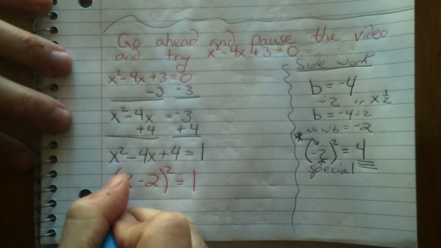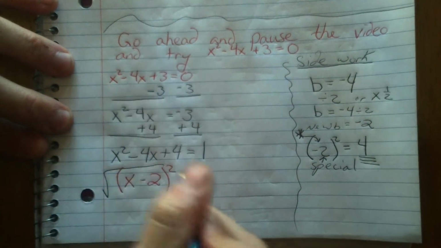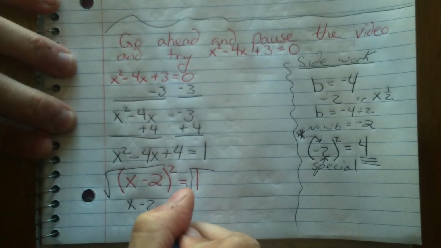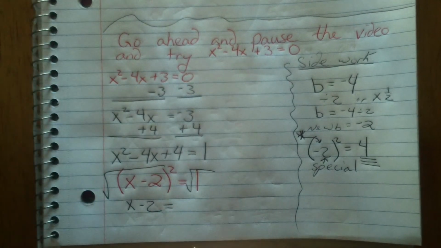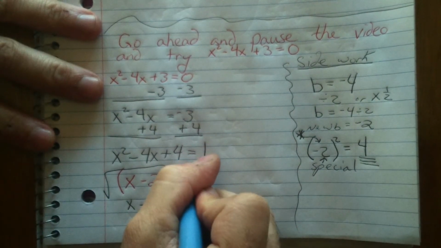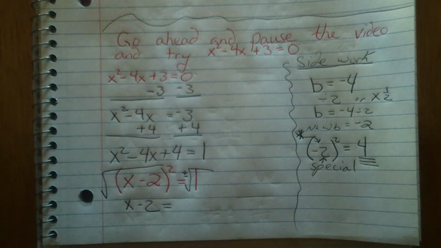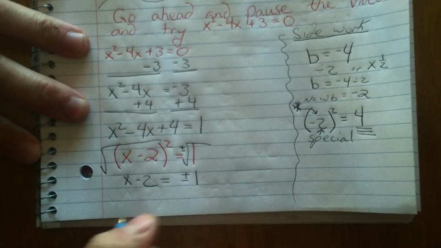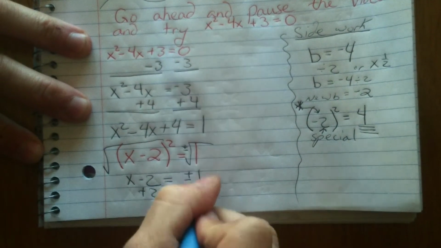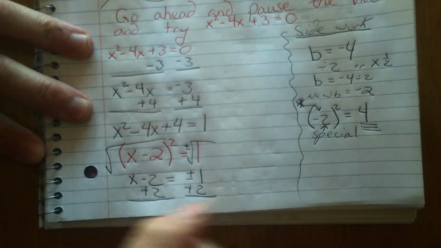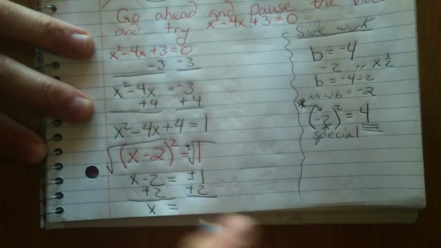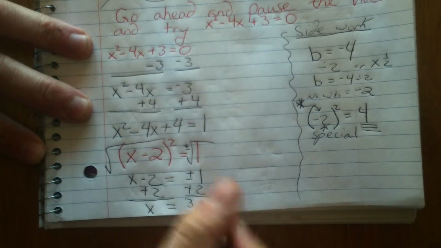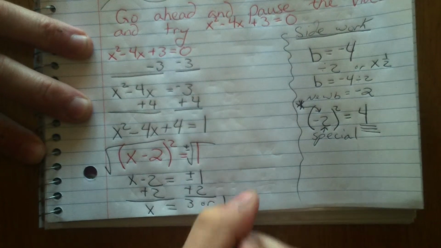Now we're going to square root both sides, and we get x minus 2 equals plus or minus the square root of 1. Remember the plus or minus, and the square root of 1 is 1. So we just get plus or minus 1. Add 2 to both sides to get x by itself. And x equals positive 1 plus 2 is 3, or negative 1 plus 2 is 1.